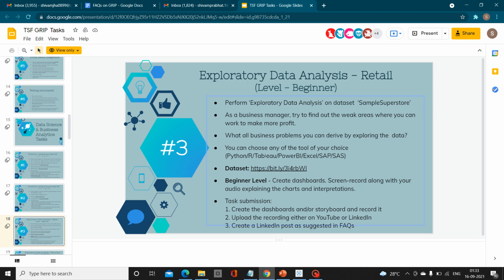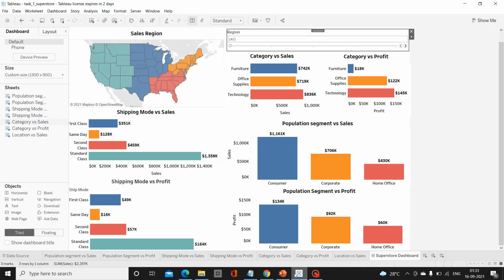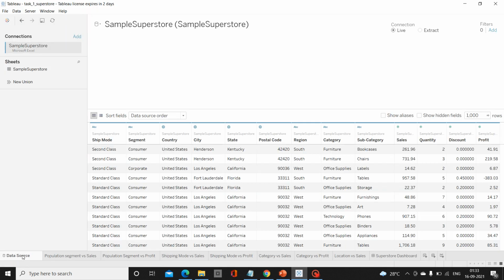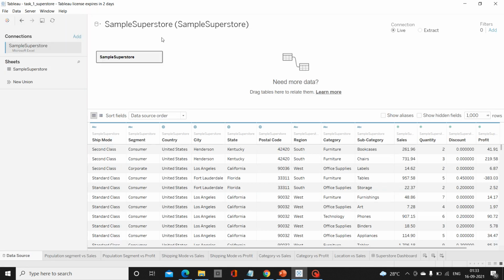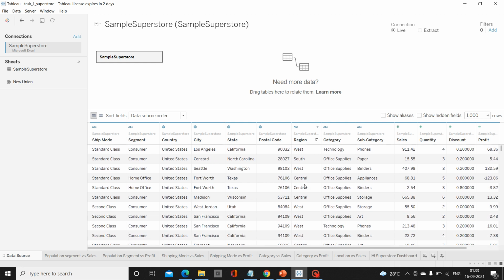I have analyzed the data using Tableau. Now in Tableau, this is the dataset SampleSuperstore. These are the columns present in the dataset: ship mode, product segment. Here the product is divided into three segments: consumer, corporate, and home office. Then these four columns contain the address of the customers where the product was delivered. We have divided the states into four regions: south, west, east, and central.